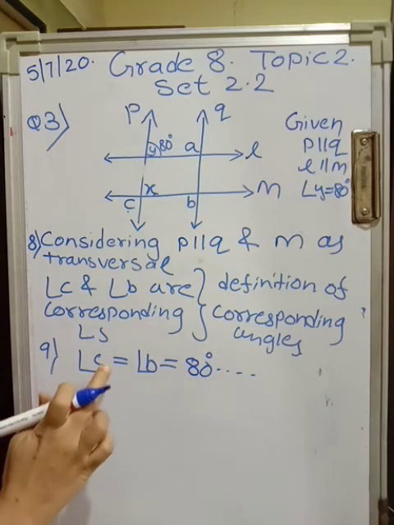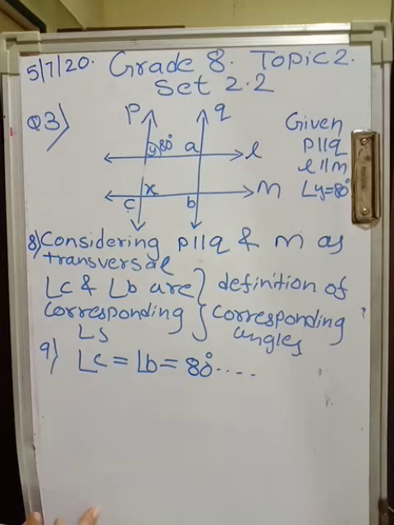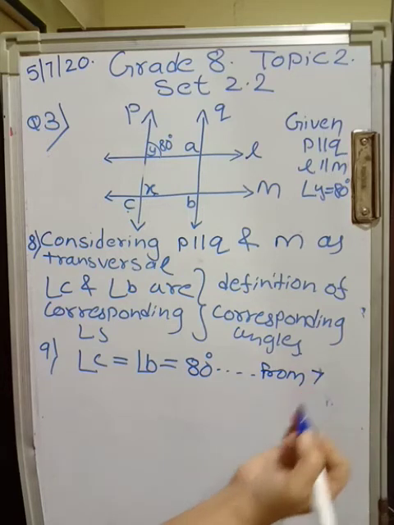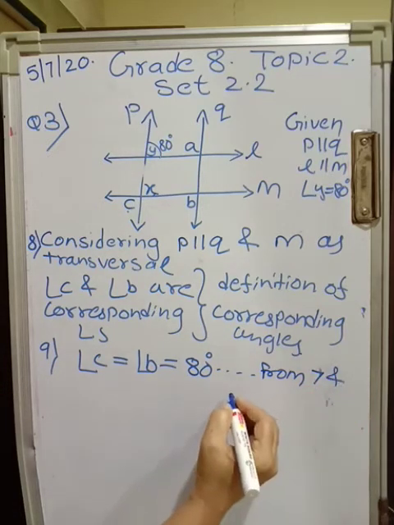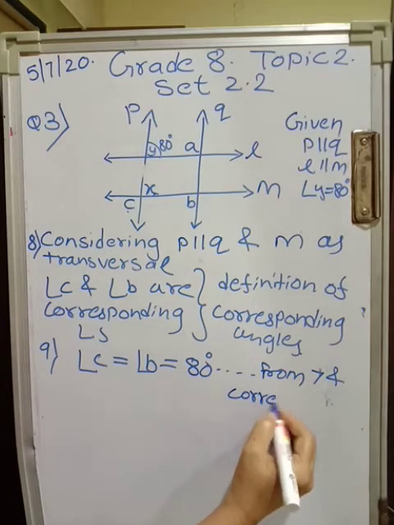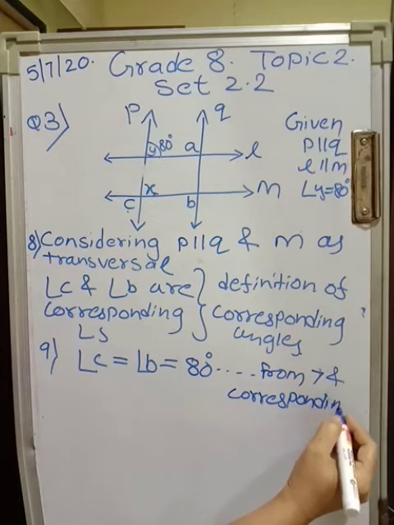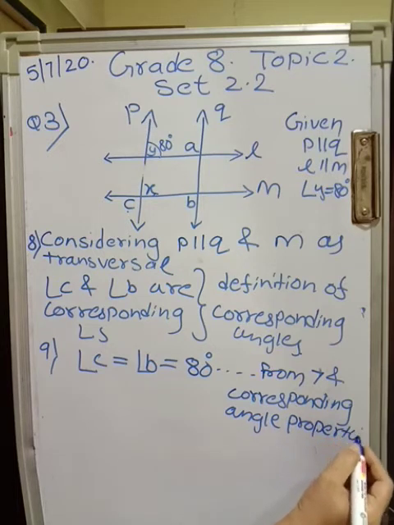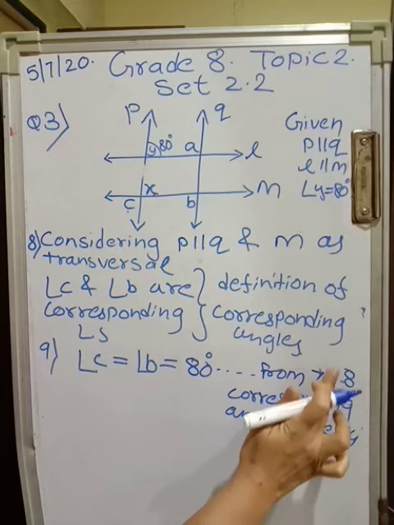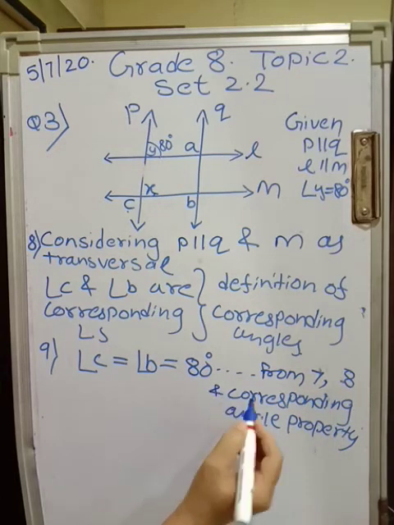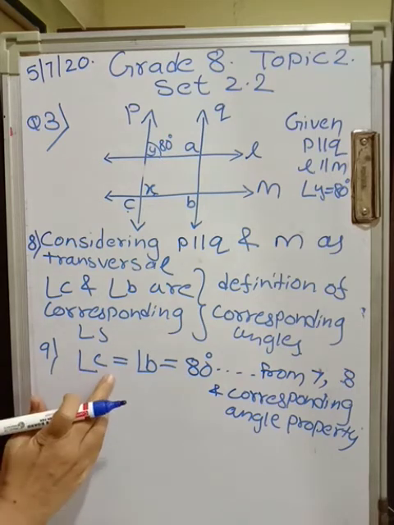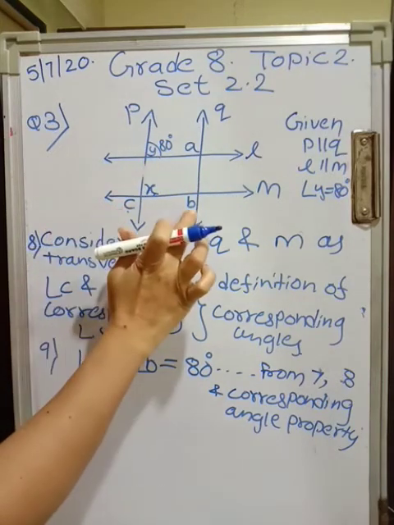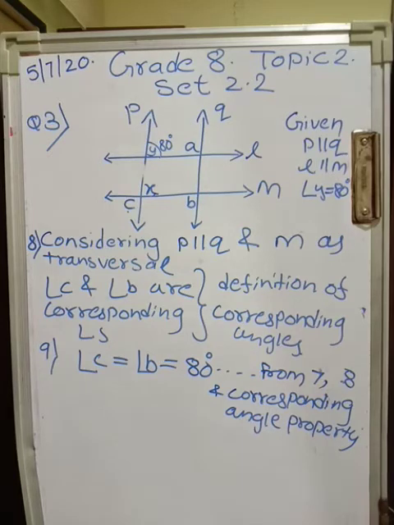What is the reason? We found that angle C is 80 in step 7. So we'll write this is from 7 and corresponding angle property. 7 and 8. 8 shows they are corresponding and we are applying this property. Alright. So C is equal to B is equal to 80 degrees. So what are the answers? A is 100, C is 80 and B is also 80. I hope it is clear. Now let's go for the next question.